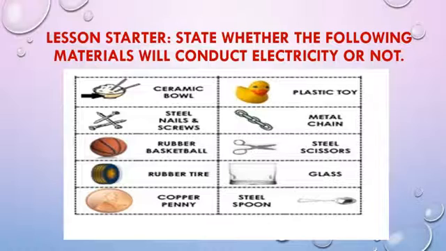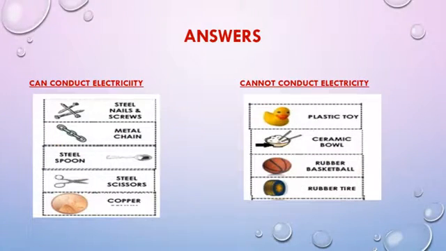So now let's look at the answers. You can see for yourself. Those materials that can conduct electricity are the steel nails and screws, the metal chain, the spoon, the steel scissors, and the copper coin. Those that cannot conduct electricity are the plastic toy, ceramic bowl, rubber basketball, and rubber tire.